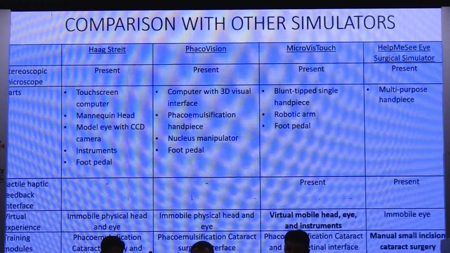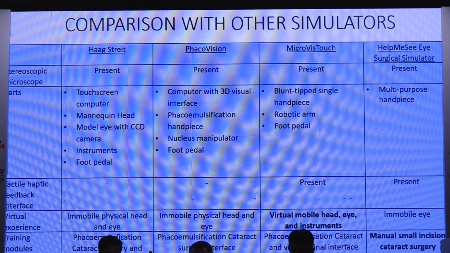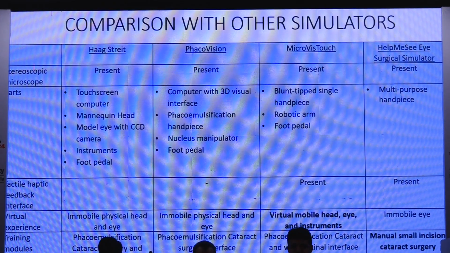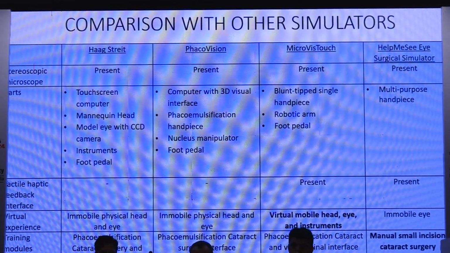There are other simulators available in the market like PhacoVision, MicroVisTouch, and HelpMeSee Eye Surgical Simulator, which differ from the one that we have at our center, that is the Haag-Streit one. MicroVisTouch comes with a virtual mobile head, eye and instruments. So it gives the idea of actually operating on a real head and eye, which is not there with Haag-Streit or PhacoVision or any other simulator. And unlike other simulators, the HelpMeSee Surgical Simulator teaches the steps of manual small incision cataract surgery, which includes scleral tunnel formation also.